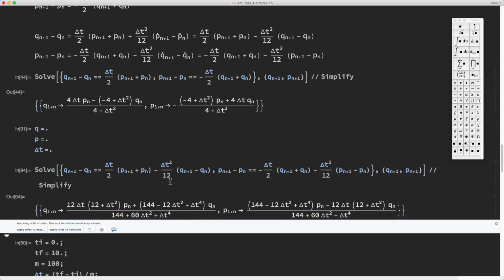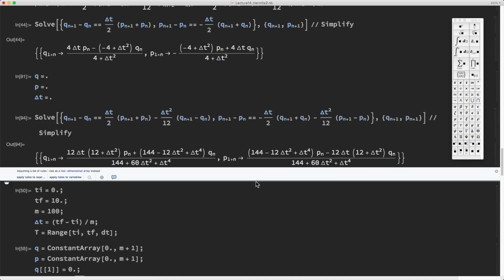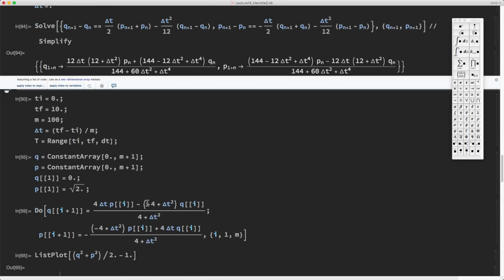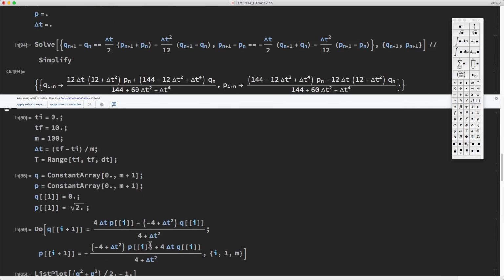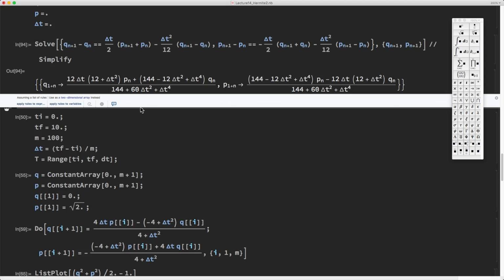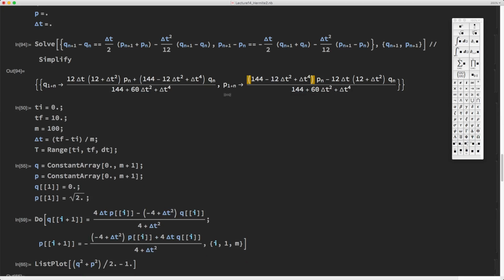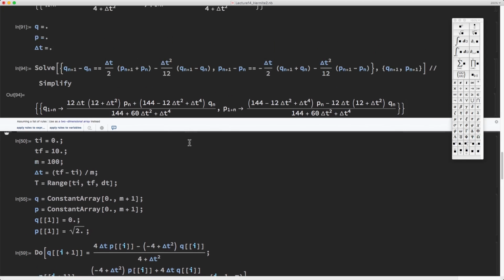And then all we have to do is do a Do loop where we implement this equality and this equality, similarly to what we did here with the trapezoidal rule. So we will have slightly more complicated expressions, but this method is now fourth order accurate. So we're going to have significantly higher accuracy.